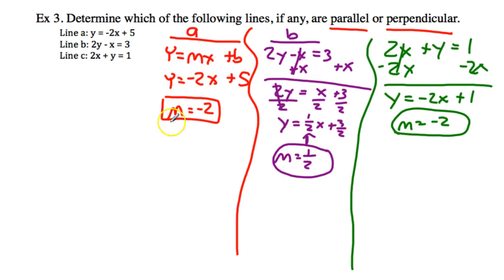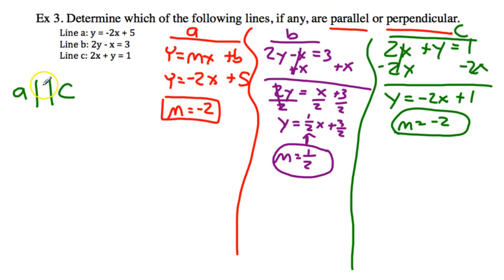Alright, so I've got my three slopes. This is -2, 1/2, -2. So are any of these lines parallel? They have to have the same slope. So -2 and -2, that's right there. They're the same. So I can write line A is parallel, this is C, to line C. So I'm going to write it like this. This is called mathematical shorthand. Line A is parallel to line C.